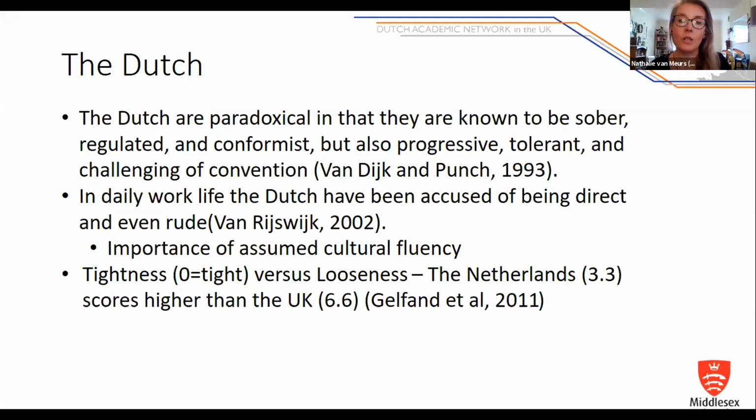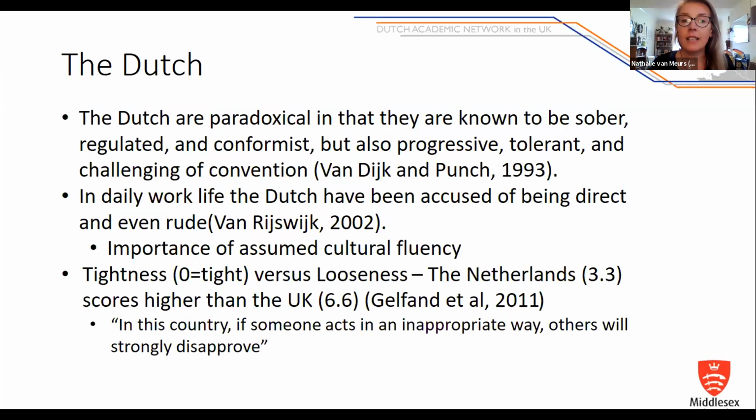So the Netherlands score is 3.3 and it scores higher than the UK. So it's, if you like, more tight. One of the items that they asked was, in this country, if someone acts in an inappropriate way, others will strongly disapprove. Now, isn't that something that links to "act normal, you're acting crazy enough as it is"?